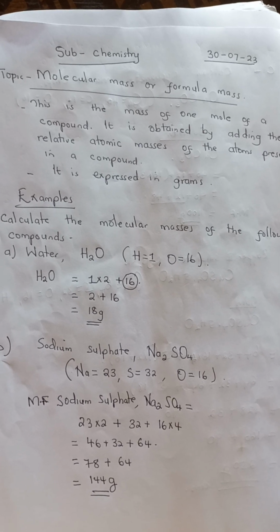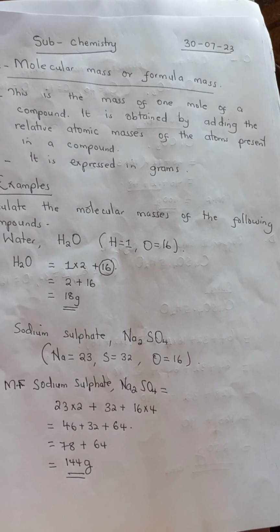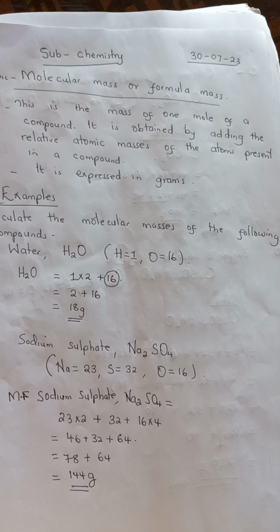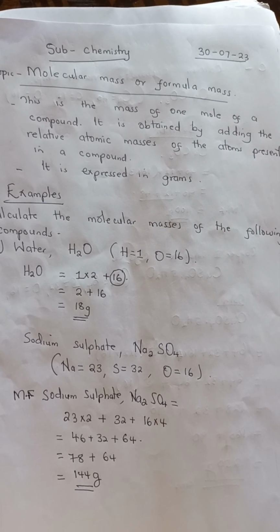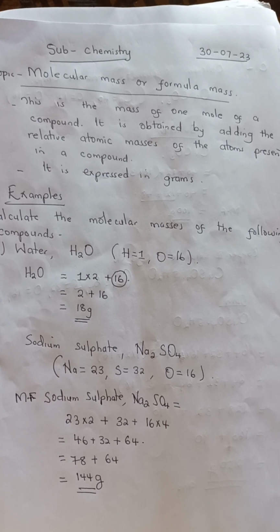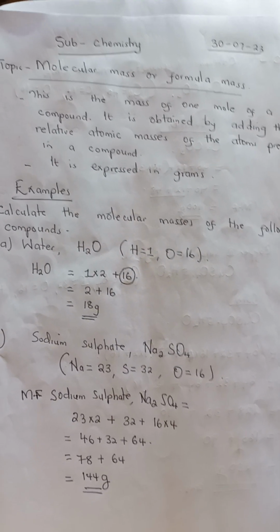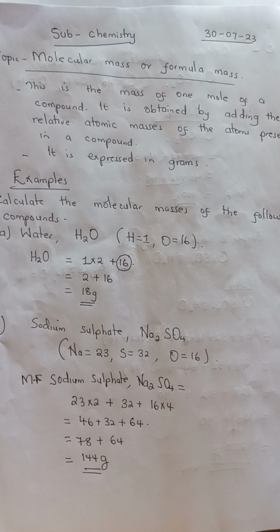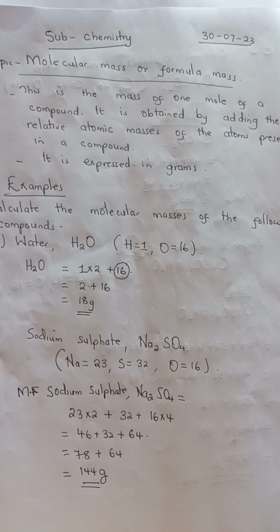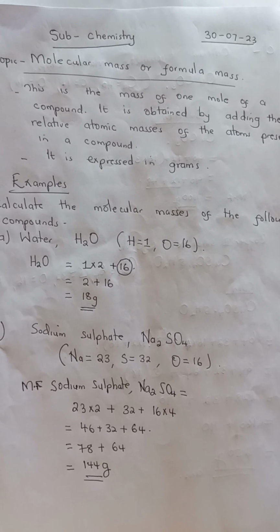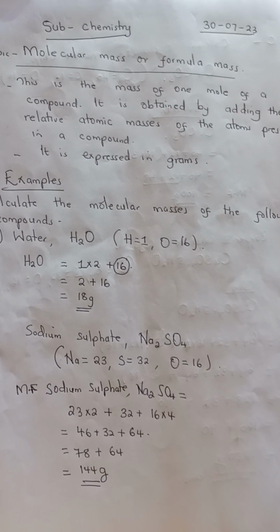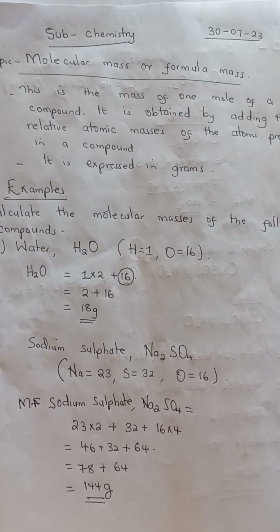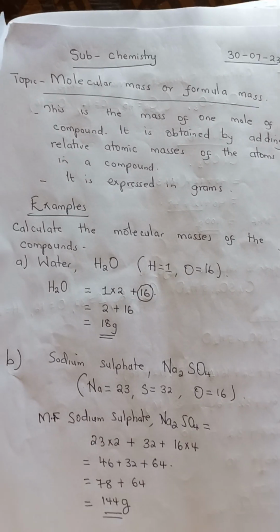How do we obtain it? This is one of the questions always. It is obtained by adding the relative atomic masses of the atoms present in a compound. A compound is made of different atoms, and whenever you add those atoms, this will always give you what we call the formula mass or the molecular mass. Molecular mass is measured in grams, and that's where it differs from the relative atomic mass, which is not measured in grams.